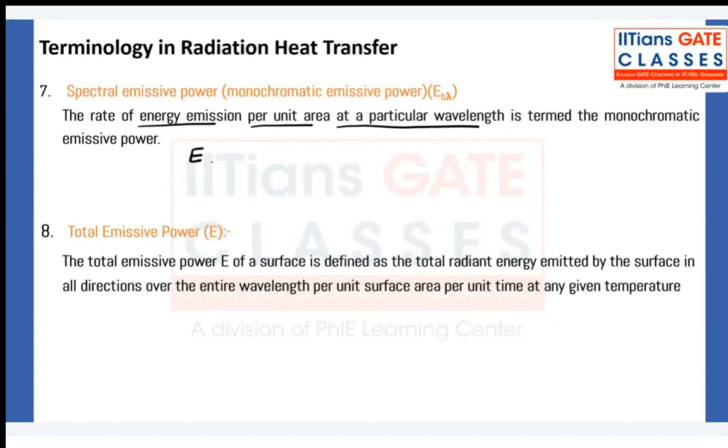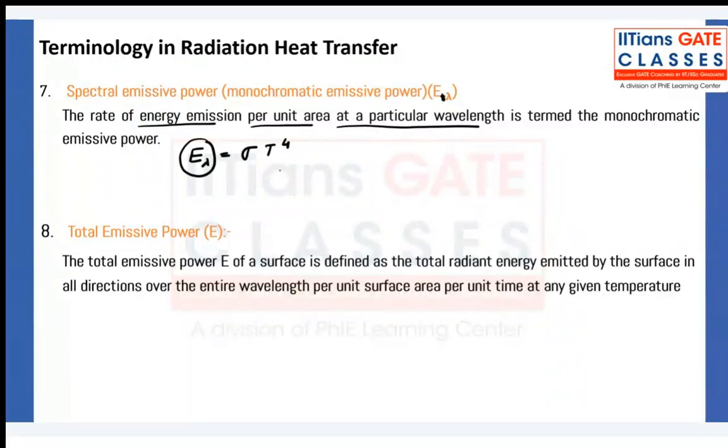Let us not write B here. B is for black body. We are talking about any general body, and we are talking about spectral or monochromatic, which means we are only talking about one particular wavelength. So it is shown by this, and it is given by sigma T to the power 4. We will see this equation later on in Stefan Boltzmann's law. But it is given by this.